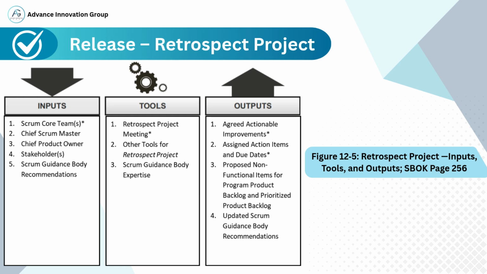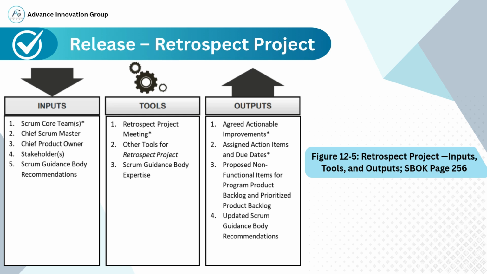1. Scrum Core Teams. These are the team members directly involved in the development. 2. Chief Scrum Master. Facilitates retrospectives and ensures lessons are captured. 3. Chief Product Owner. Provides insight into stakeholder feedback and overall vision. 4. Stakeholders. Their feedback is critical to evaluating project success. 5. Scrum Guidance Body Recommendations. Acts as a framework of best practices.